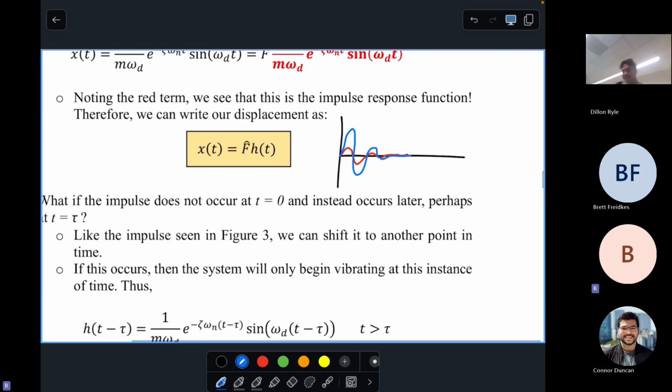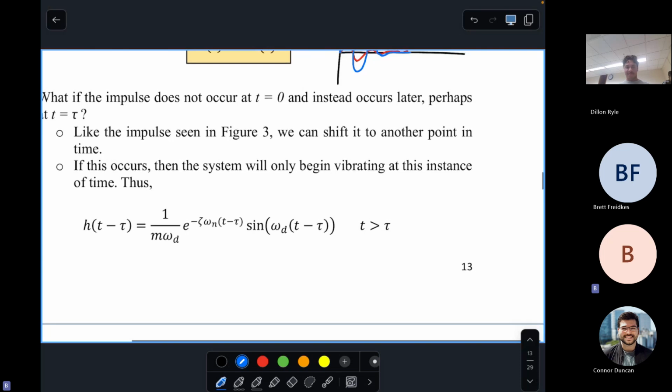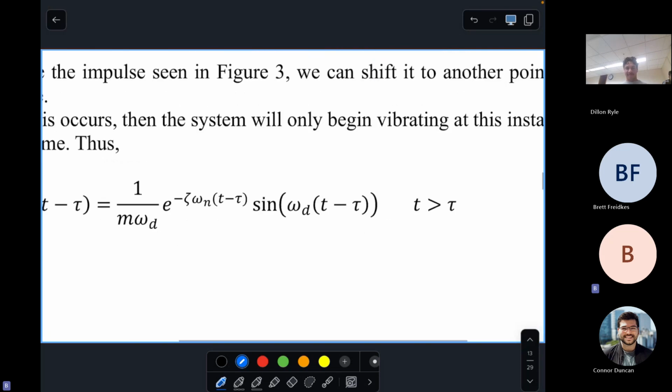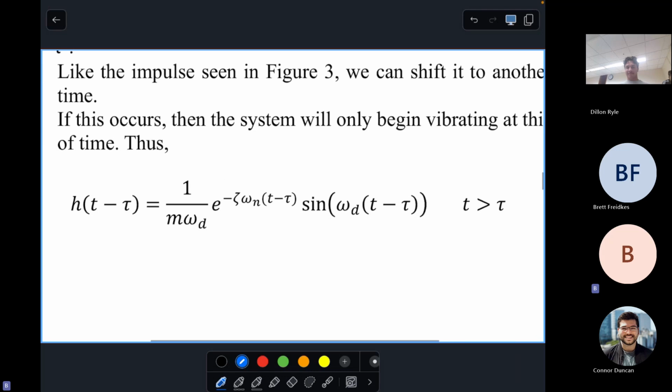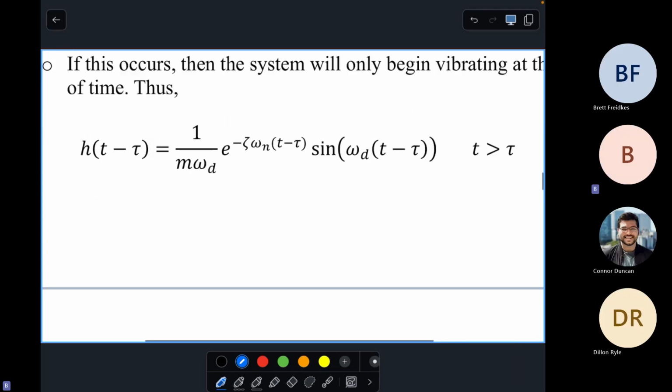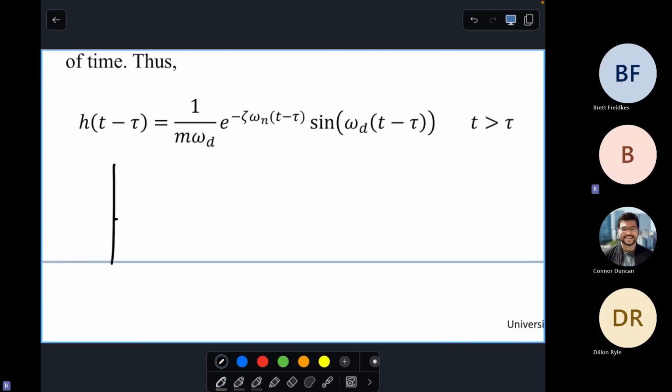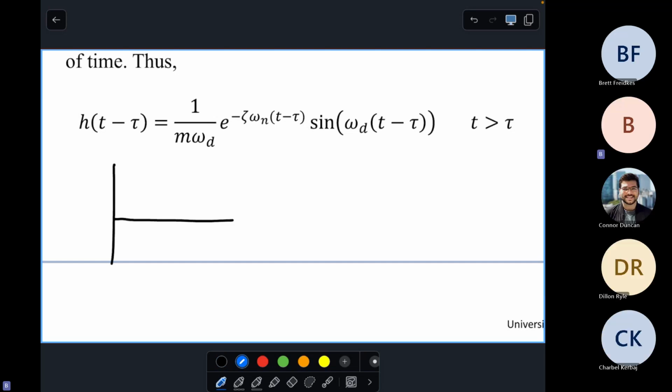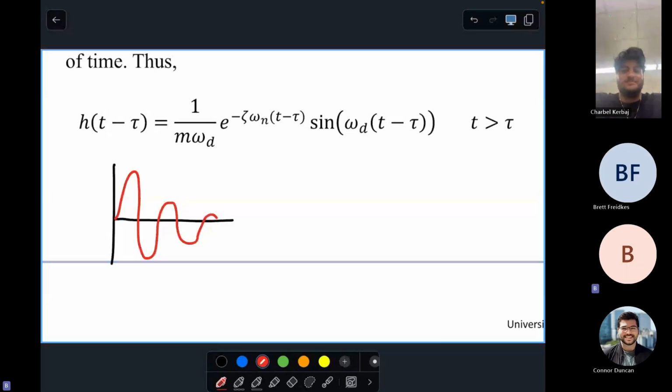Now, the only thing that really changes is that depending on when the impulse strikes, all that happens is that all of these functions get delayed by that amount tau. So again, let's say here's my normal system. Here's the impulse response function if I were to delay it.